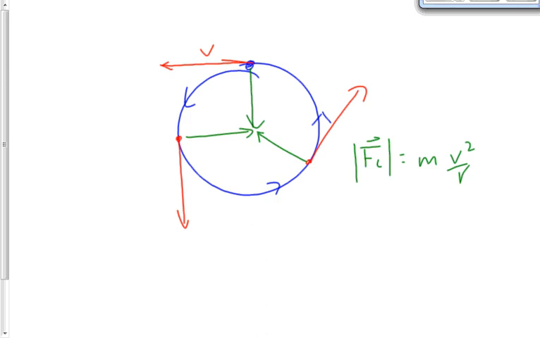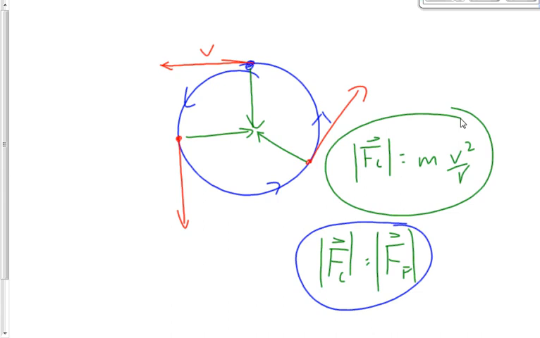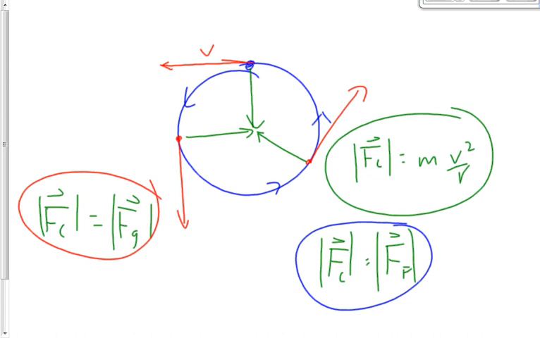There's always something that causes that centripetal force. Now, sometimes we don't know what it is. Sometimes we don't care what it is. But if we do know what it is, and we do care what it is, then we can set that centripetal force, mv squared over r, equal to whatever that other force is. So maybe in the case of the car going around the turn, we can set the centripetal force equal to the force of friction. In the case of the Earth going around the sun, we could set the centripetal force equal to the force of gravity, right? If gravity causes centripetal force, then there's no reason why we can't set the two equal to each other.